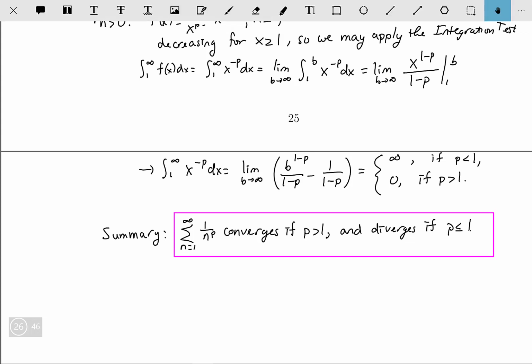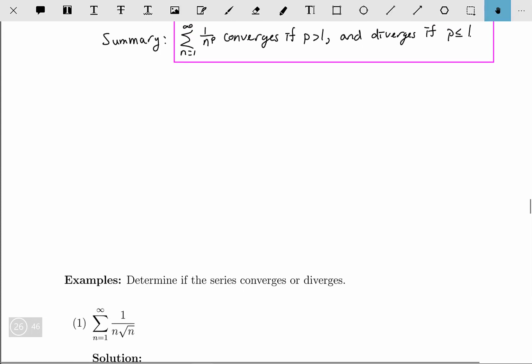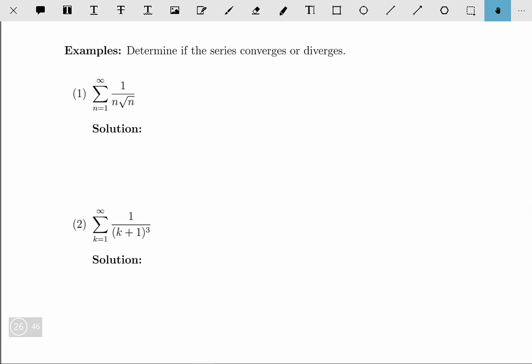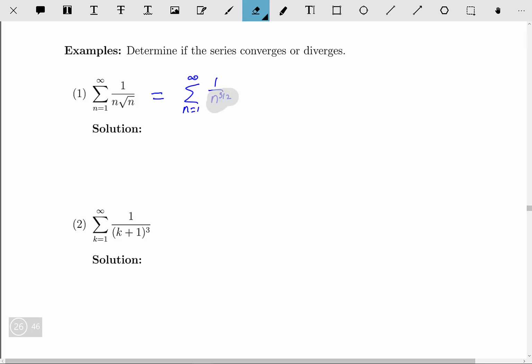Okay, let's do a couple of examples just to illustrate. Lots of space there, so if you want to add some extra notes for yourself. Let's determine if the following series converge or diverge. We have the summation n going from 1 to infinity of 1 over n root n. The first thing I would do is rewrite this. We can write this as 1 over n to the 3/2. I know you can't actually read my writing, but there we go.